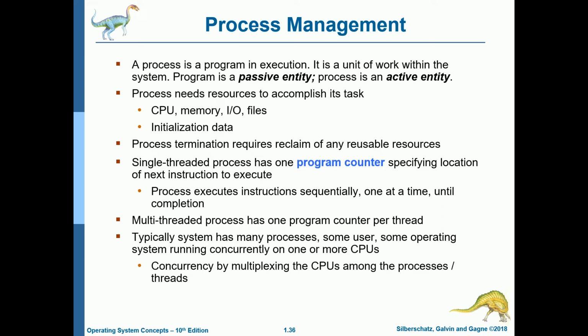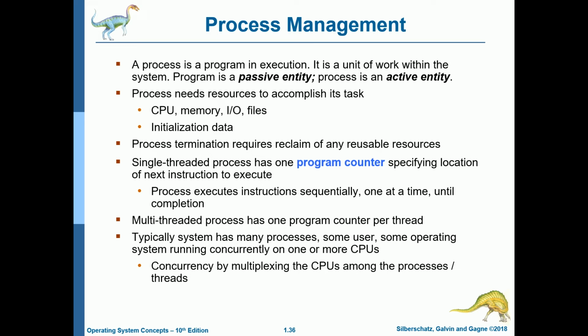So keep those separated. Now, in order for a process to run, we need resources to accomplish the task. We need the CPU to run the instructions. We need the memory to store our information. We have to interface with input and output devices commonly with this, and also we need to access files commonly when we're running processes. It also needs to initialize all of the data in the process as well. Whenever a process has completed, in other words, when it has terminated, it requires reclaiming any of the reusable resources, and the operating system has to manage that.